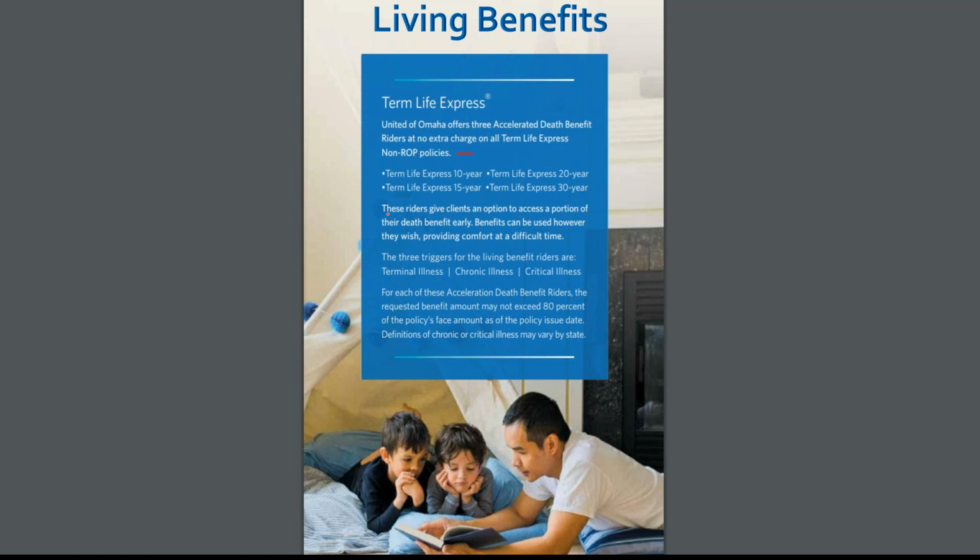These riders give clients an option to access a portion of their death benefit early. Benefits can be used however they wish, providing comfort at a difficult time. The 3 triggers for the living benefits are a terminal illness, a chronic illness, or a critical illness. For each of these accelerated death benefit riders, the requested benefit amount may not exceed 80% of the policy's face amount as of the policy issue date. Definitions of chronic or critical illness may vary from state to state.